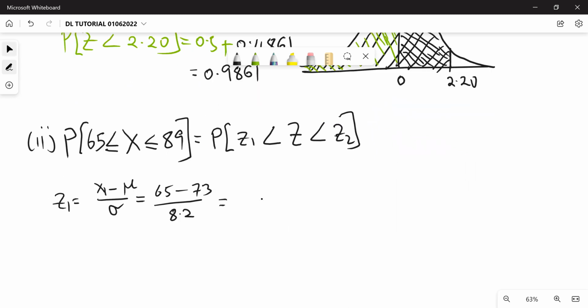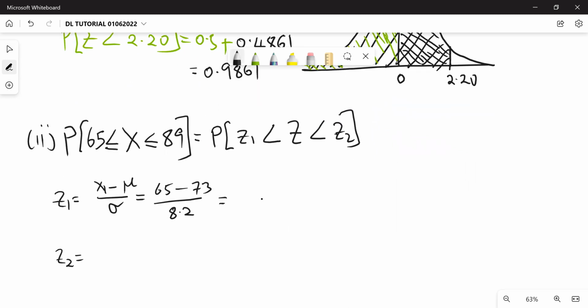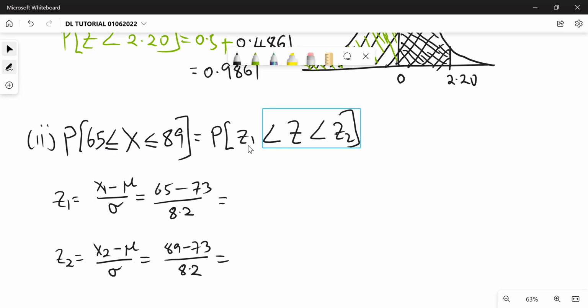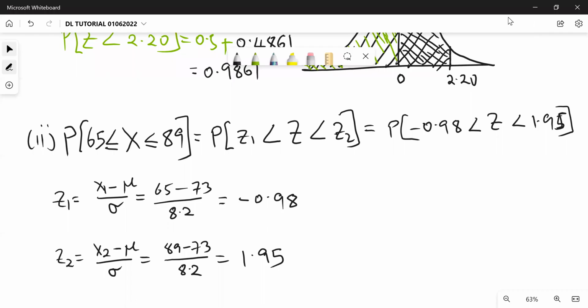So this is something you can evaluate. Then Z2 is x2, that's the other value of x, minus mu over sigma, which is 89 minus 73 divided by 8.2. So let's evaluate those values and then plug them here. Using the tables again, we'll be able to get the value of Z. So these are the values of Z1 and Z2. Then this is the expression that we are trying to evaluate.